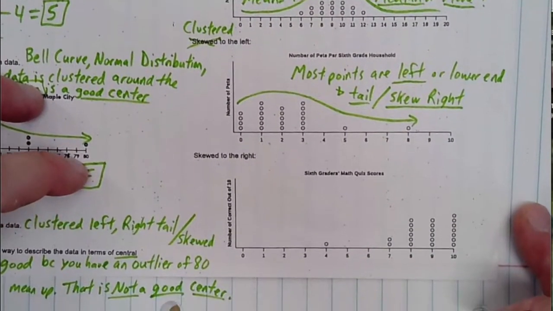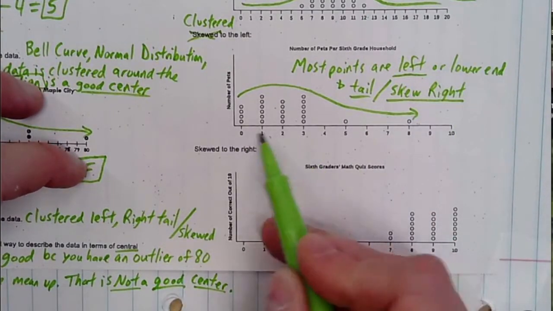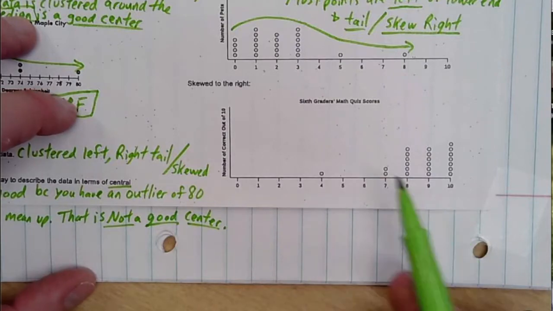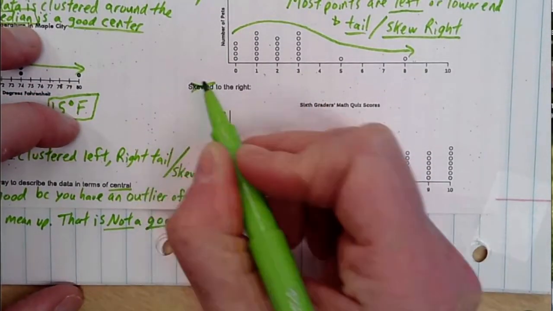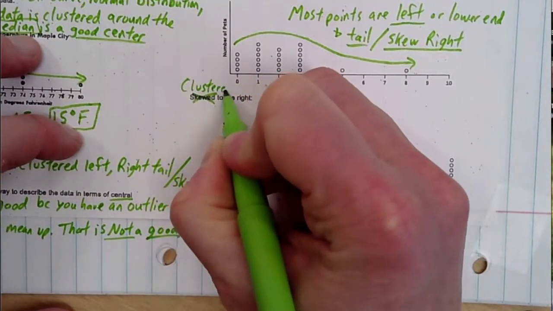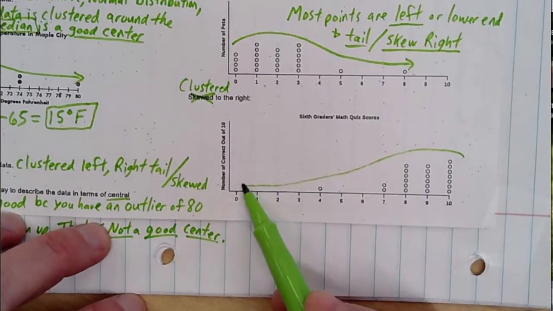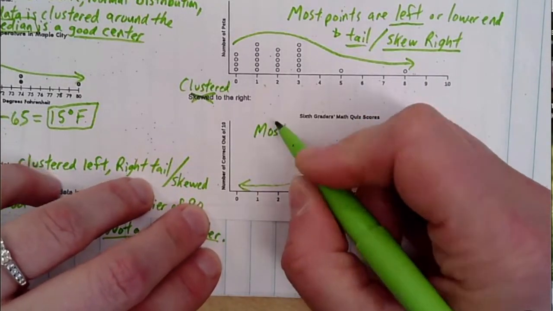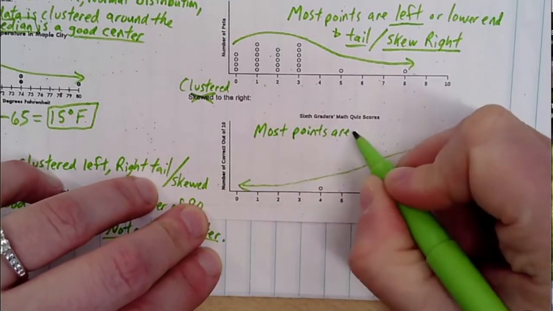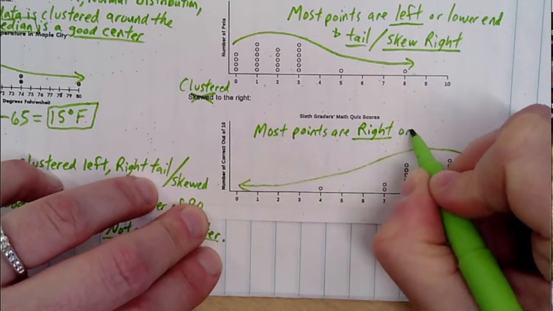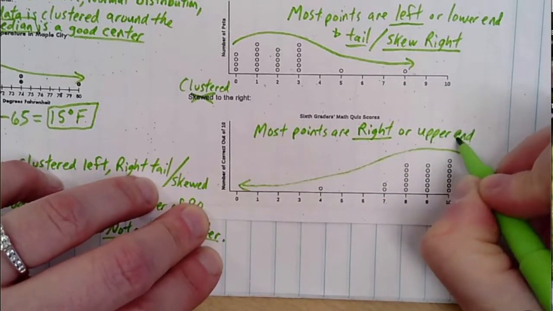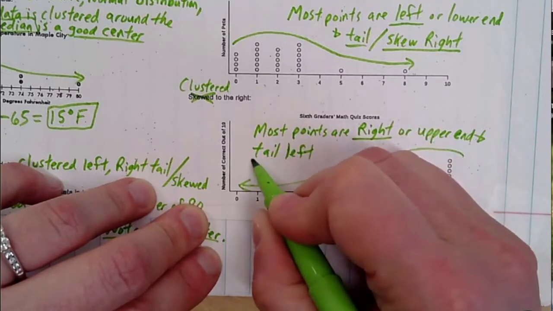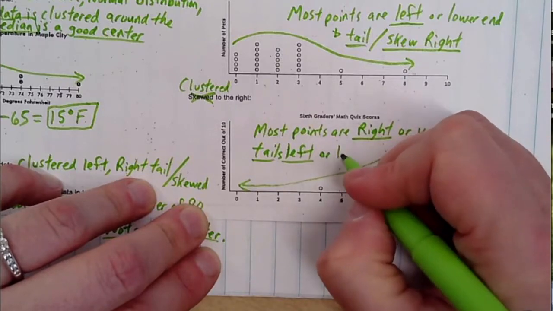And then just the opposite of being on the lower end, meaning 0, 1, 2, 3, those are your lower numbers, then most of your data here is on the higher end or to the right when you look at these numbers. So these numbers are talking about 6th graders math quiz scores. So it's not skewed to the right. I'm going to call this clustered to the right. Most of the points are clustered to the right, which is good. If this is talking about math scores, then that means most kids are getting a higher score and there's few of them that are getting a lower score. So in this example, most points are right, or we're going to call this the upper end, and it tails left, or we call that left skewed.